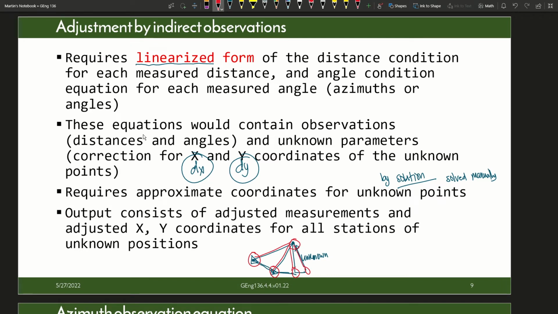Okay. But before the least squares operation, we need to determine first the approximate coordinates, right? So you can use any of this figure or figures. The output consists of adjusted measurements and adjusted x and y coordinates for all stations of unknown position.